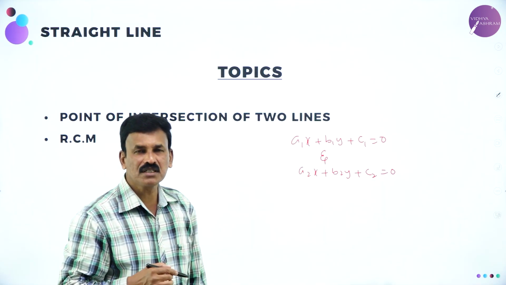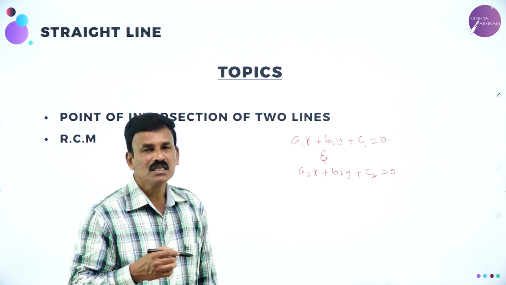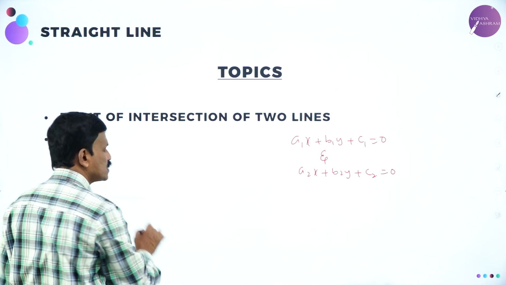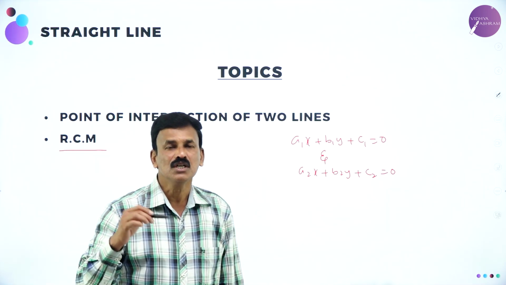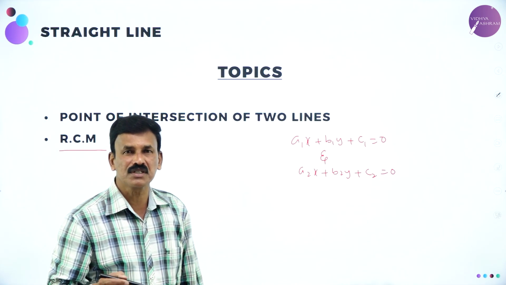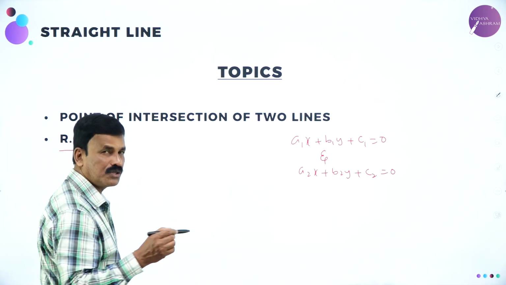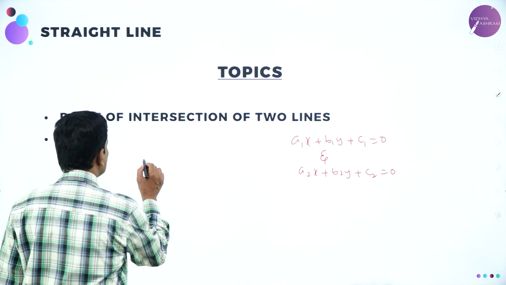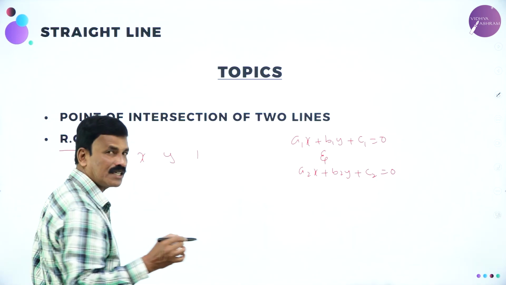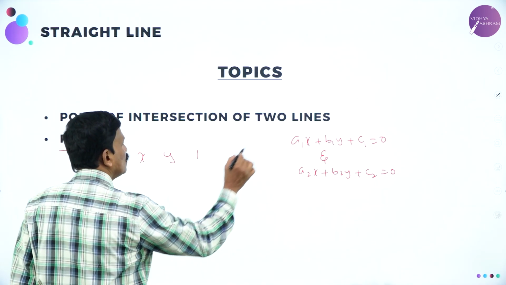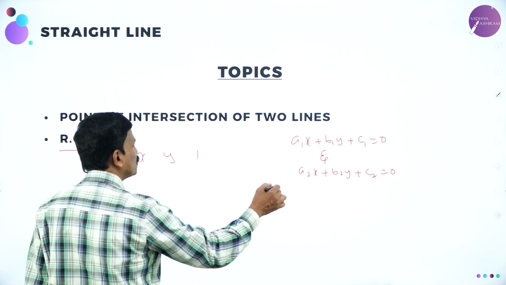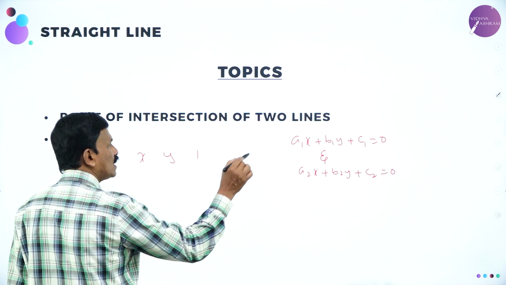To find the point of intersection of these two lines, we are going to use a very important concept called RCM, rule of cross multiplication. Now, how to apply the rule of cross multiplication? Just write down x, y and 1 in the first line and write down the coefficients of the first line and second line. So, write down the coefficients of equation number 1 and equation number 2 below x, y and constant.